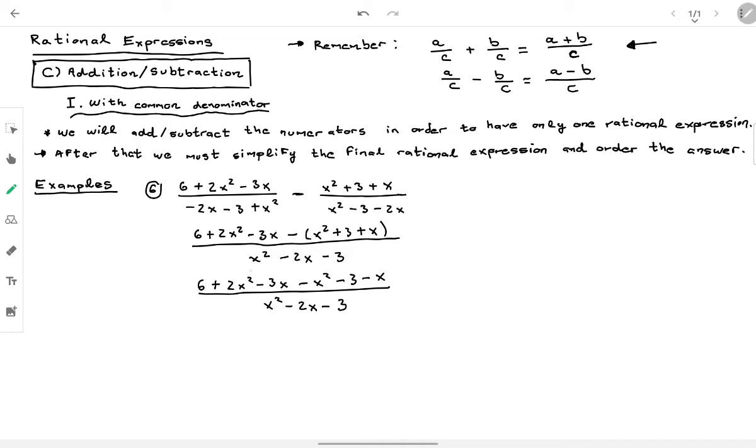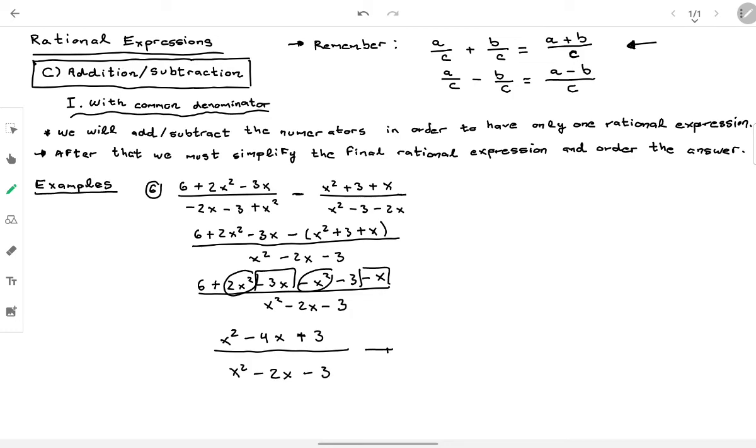So it's going to be 2x squared minus x squared, minus 3x minus x, minus 4x. 6 minus 3 is going to be plus 3. And on the bottom is going to be x squared minus 2x minus 3.